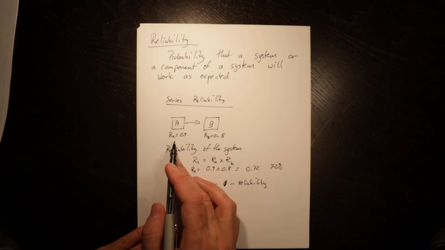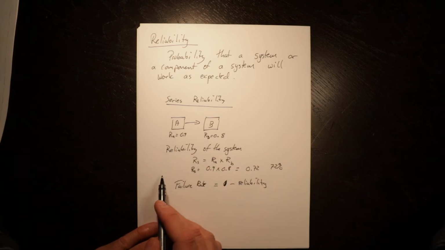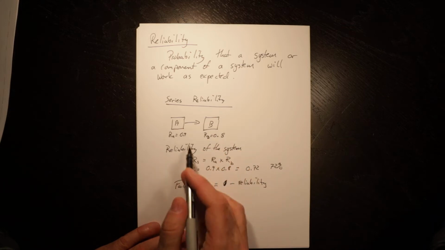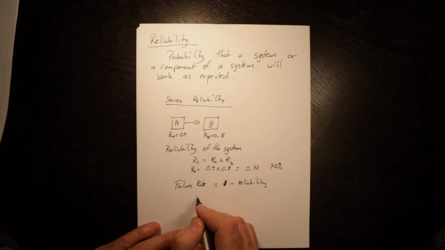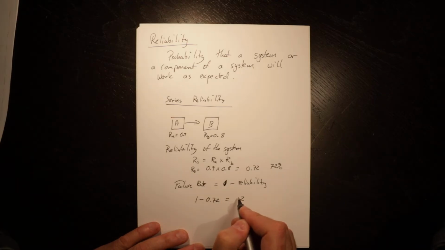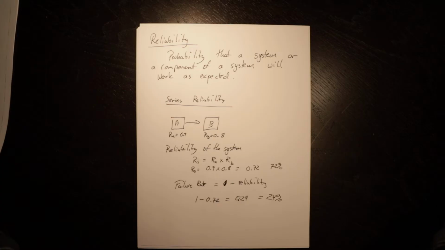And if I said here you have the reliability of A, the reliability of B in series, what is the failure rate of the system? You would do this math here, get 72%, and then do 1 minus 0.72, which is 0.28, or 28%. So the failure rate of that system is 28%. That to me seems to be relatively straightforward.